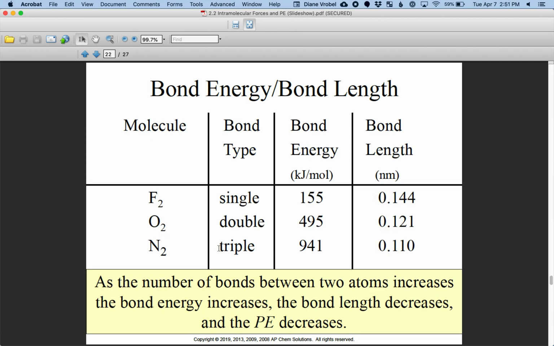So as a result of it, when we have a triple bond, notice that its distance is 0.110 nanometers, and as a result of it, its bond energy is 941. The opposite is a single bond where it's 0.144 nanometers, and as a result of it, its bond energy is not as high. So if you increase the number of bonds, you're increasing the bond energy.